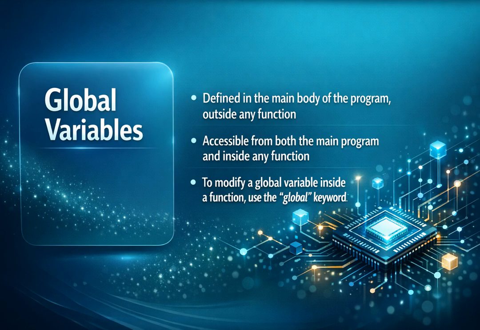Global variables are accessible from anywhere in the program, including inside functions. However, if you try to modify a global variable inside a function without declaring it, Python treats it as a new local variable instead. The function sees the global value but cannot change it without explicit declaration.